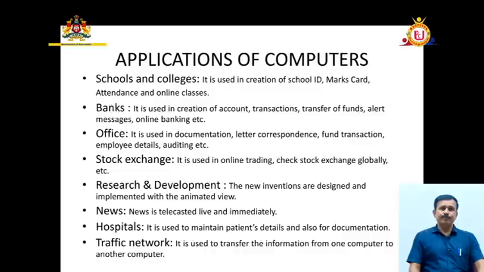So definition, what is a computer? It's an electronic device that processes data according to instructions given to it. Then the characteristics of computers: speed, accuracy, storage capacity, diligence, cost effectiveness, and many more. Next, data and information. Data means collection of raw facts. Information is processed data.